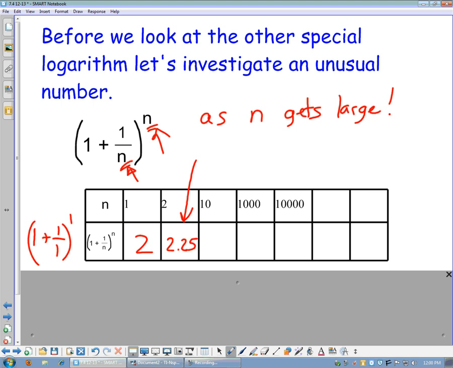So what we learned was if we have 1 plus 1 over 2 raised to the 2, then that's going to be 1 plus, that's 3 halves squared is 9 fourths, that's 2.25.